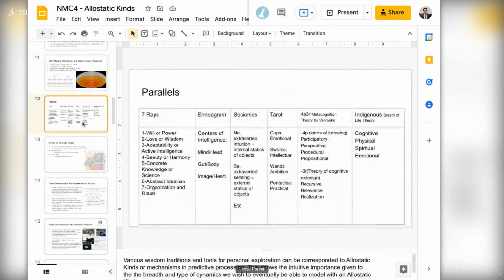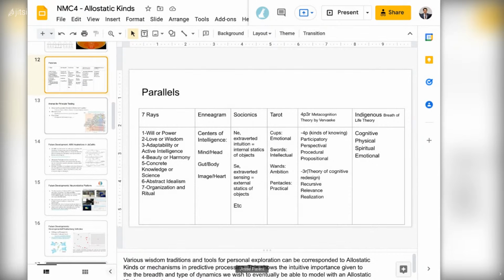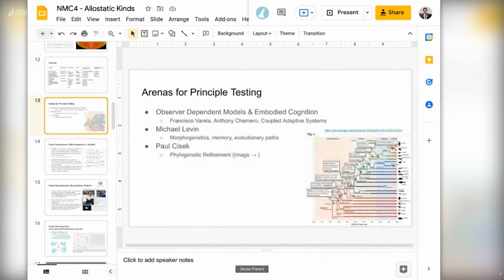There are also various wisdom traditions, which may be pseudoscientific, that offer tools for personal exploration that maybe correspond to allostatic kinds or mechanisms for predictive processing. These show the intuitive importance given to the breadth and type of dynamics we may be able to model with allostatic kinds. So there are maybe some things that have spread out in how we intuitively grasp certain situations, that have a lot of links back to some other things.